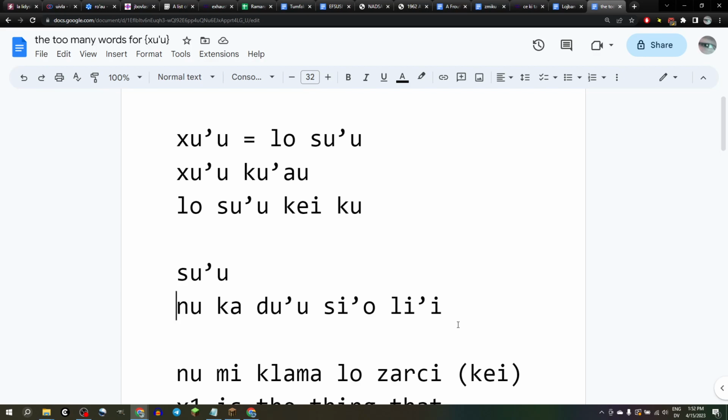But they're not. Like a nu is not an abstract thing. It is an event. It's a happening in the world. It's the least abstract thing there is. Ka does produce a fairly abstract thing. It produces a lambda function. Duhu produces something abstract, a proposition.